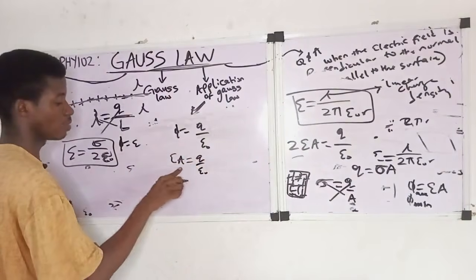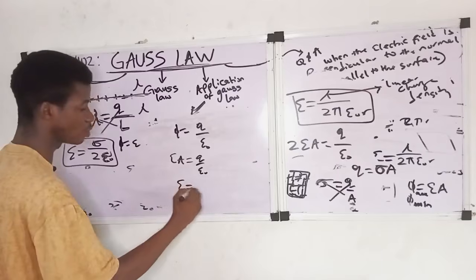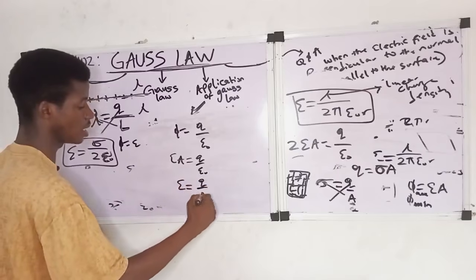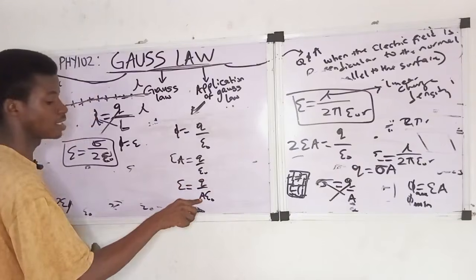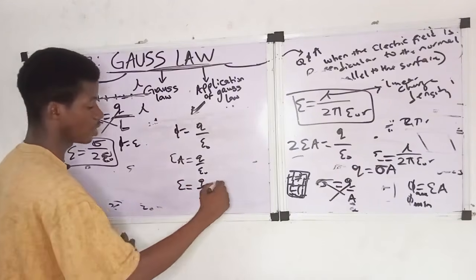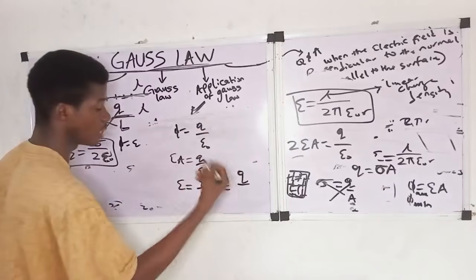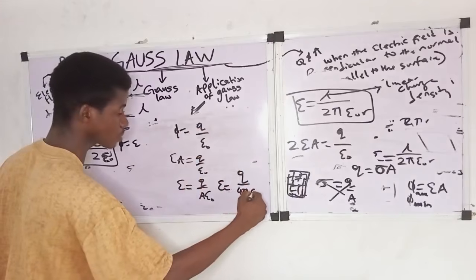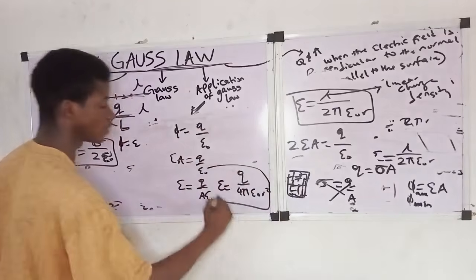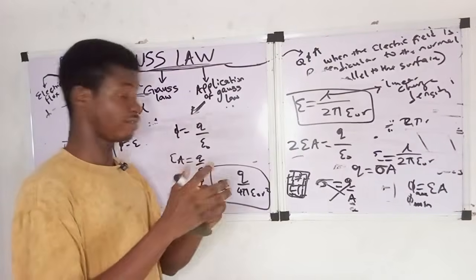Dividing both sides by A, the electric field is charge over A epsilon naught. Now what is the area of a sphere? The area of a sphere is 4 pi r squared. Therefore, the electric field when a charge is enclosed by a sphere equals charge over 4 pi epsilon naught r squared. So this is for when a point charge is enclosed by a sphere.